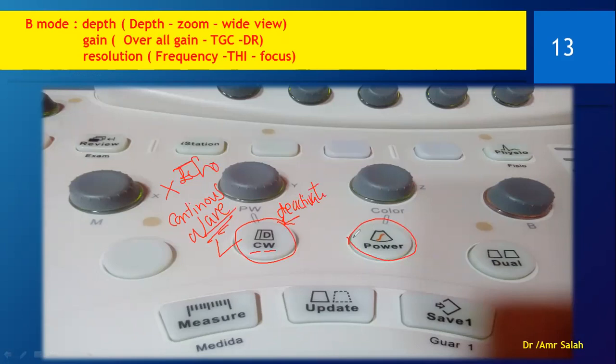Now, what is this power? Anyone has any idea? What does this power do? Yes, you're right. It is the power Doppler. As you can see, it is related to the color. It can detect any color in the image, any flow, irrespective of its direction. It does not tell us information about direction, just tells us that there is flow.